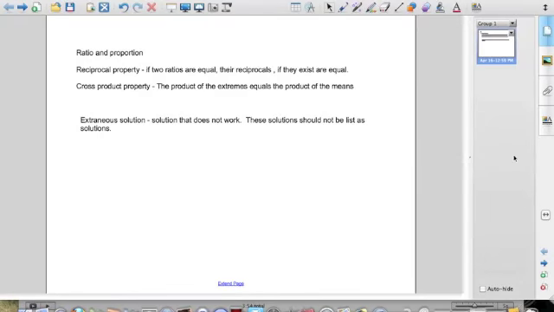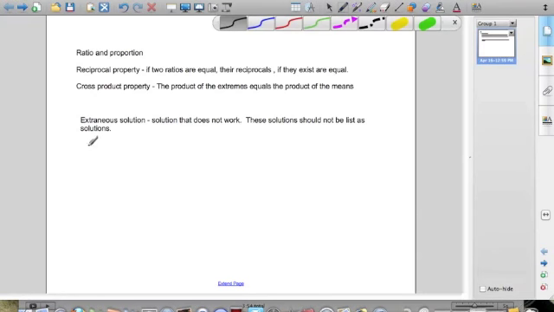Properties, the reciprocal property. If two ratios are equal, the reciprocals are equal. So again, we're looking at fractions. If you think about it, if the ratios are equal and you flip them over, they're still going to be equal. The cross product is the key to checking. The product of the extremes equals the product of the means. Really what we're looking at here is the cross product.